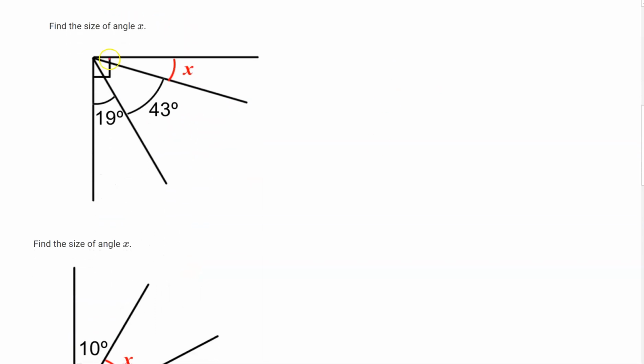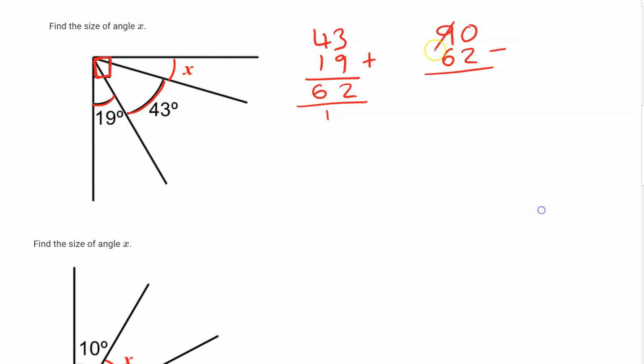So this one, again, the box in the corner just shows me that I've got to make it add up to 90. I know I've got 19 and 43. So at the moment they add up to 62. I need 90, so I've got to figure out the difference between the two. 10 take 2 is 8. 8 take 6 is 2. So that is 28 degrees.